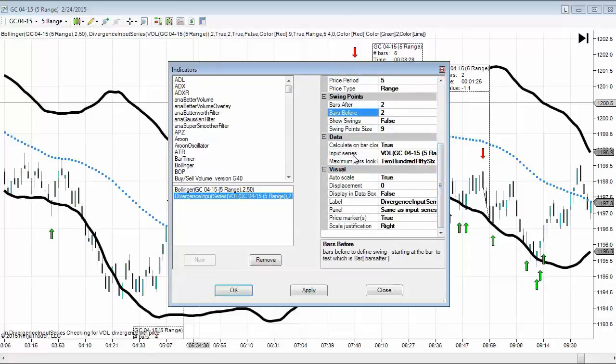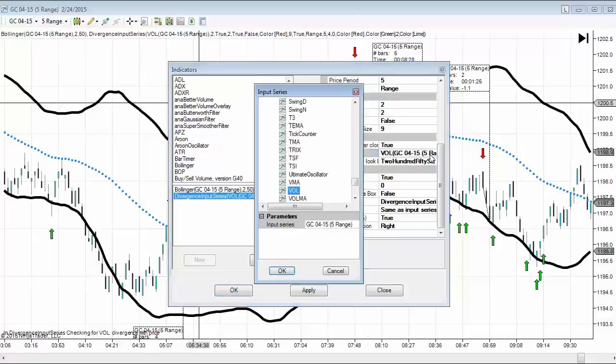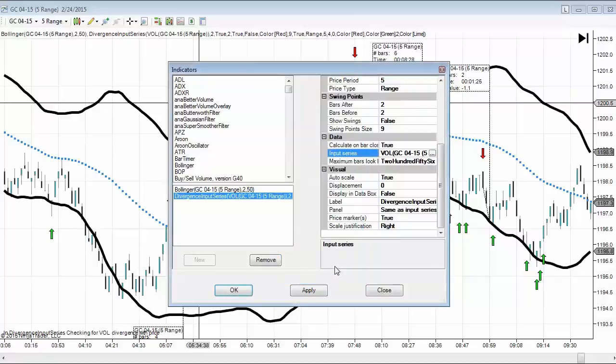And then down here on Input Series, when I clicked on it, I clicked on that little box and I chose VOL. So the settings here are essentially 5 range, don't show the swings, false, a sensitivity of 2 bars before and after. And then when I click on Input Series and it takes me to the drop-down list under the indicators, I choose VOL for volume.